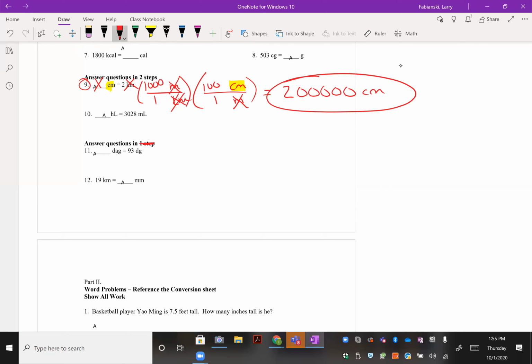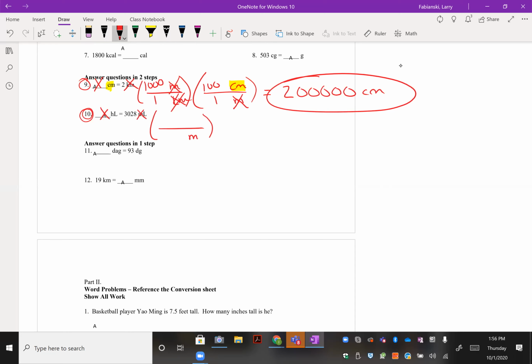We're going to jump to number 10 now. And these down here, these can also be done with 2 steps as well. Let's jump to number 10. We have X hectoliters equal 3,028 milliliters. So let's write our conversion factor.